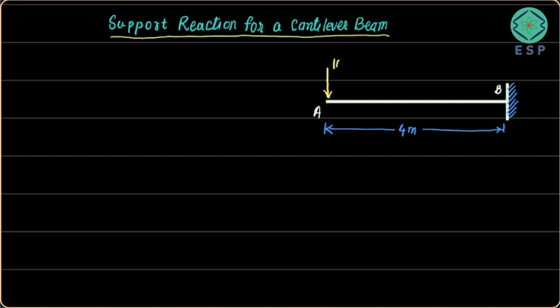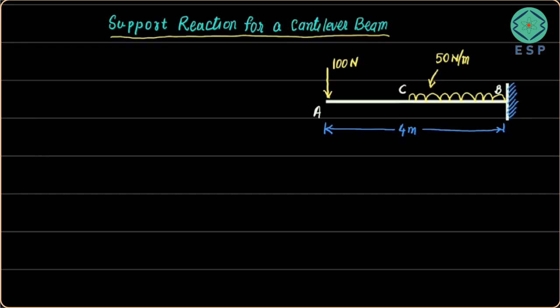There is a load of 100 Newton acting at the free end, and there is a uniformly distributed load of load intensity 50 newtons per meter acting from point C to point B. So in this particular case we have to find the support reaction at point B, because there is a single fixed support at point B.